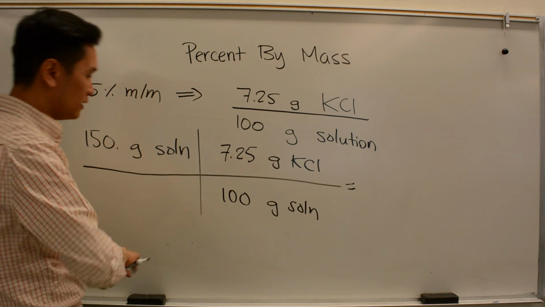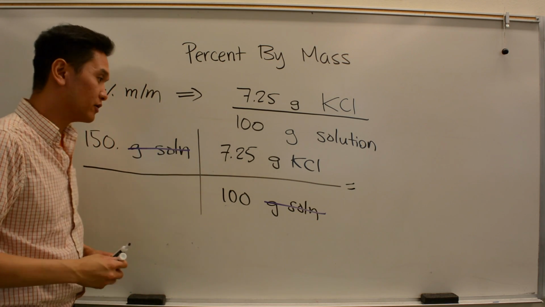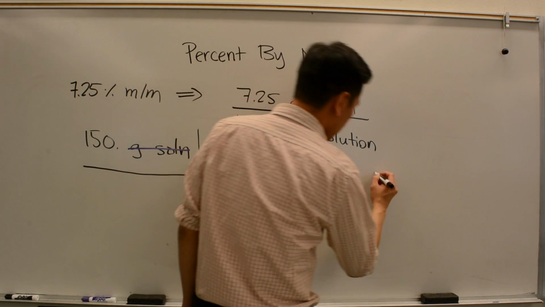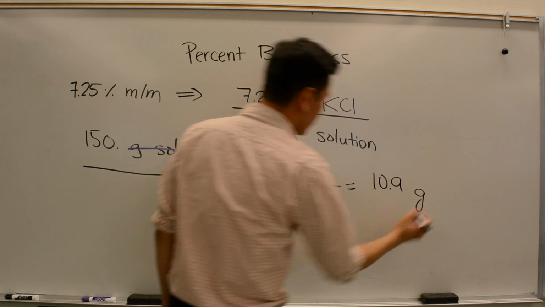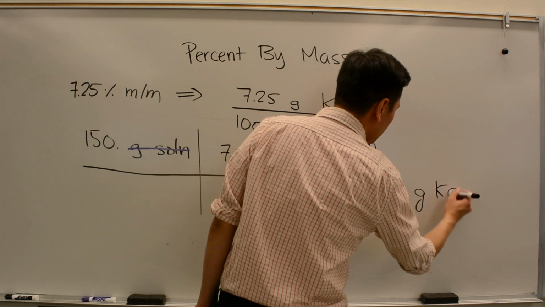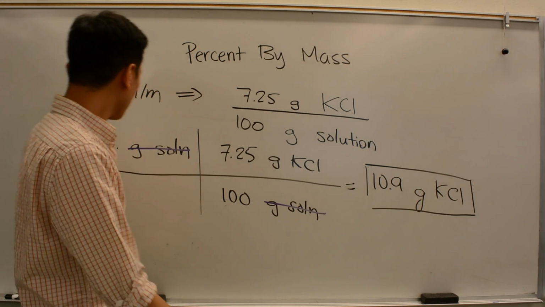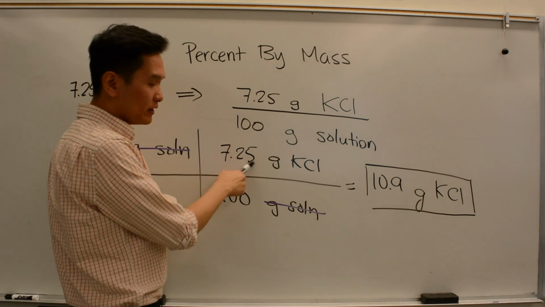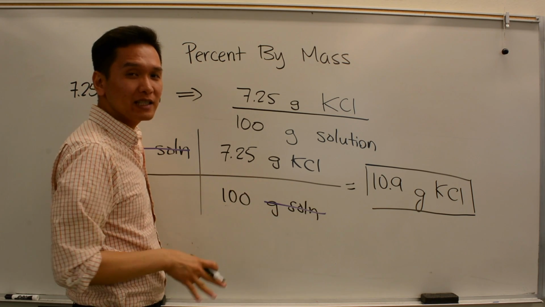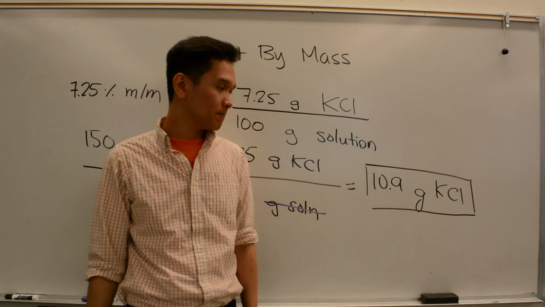When we do this math, we see that the grams of solution and grams of solution cancel out, giving us 10.9. What's our unit? This is the only unit that's left, so that's 10.9 grams of KCl. A note about sig figs here. We have 3 sig figs over here. We have 3 sig figs here. This is a percent, a ratio, so that 100 doesn't have any significant figures, so we can ignore that. So that's why our answer has 3 sig figs.